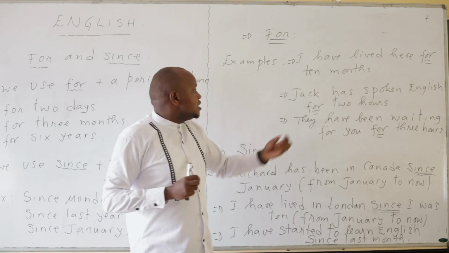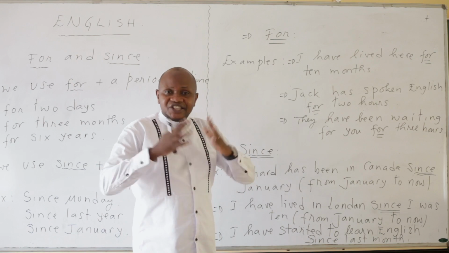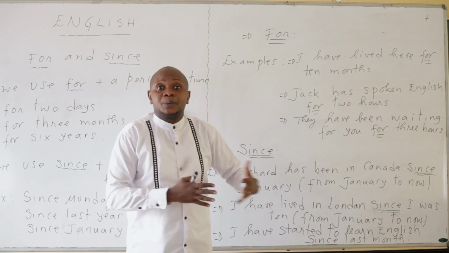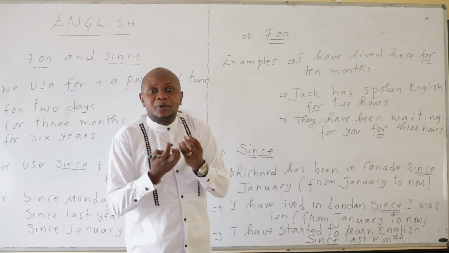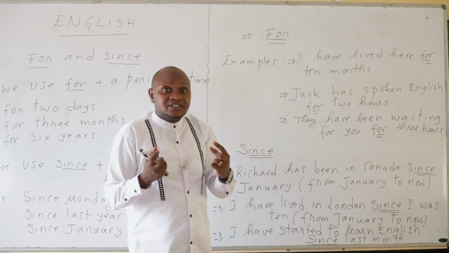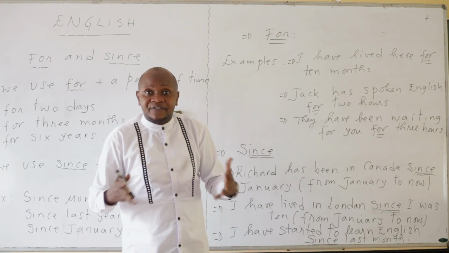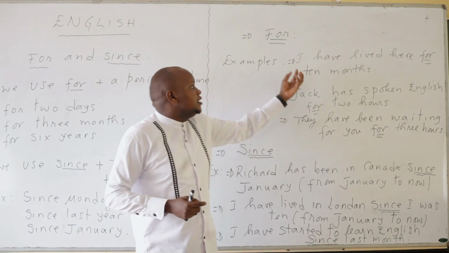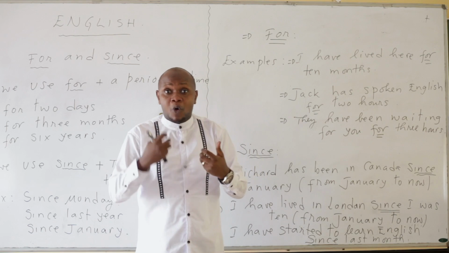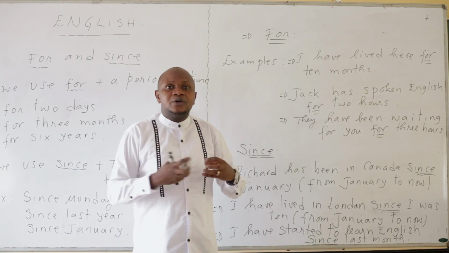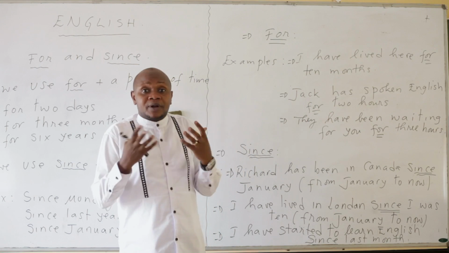Almost all the time this for is used in present perfect. Cyane dukoresha for muri present perfect or present perfect continuous. That's why you are seeing different examples in present perfect. Then for and since are the 2 words that are used in present perfect or present perfect continuous. Good. Then you can try to form different examples of your own, where you use for or since. Ushobora nawe gukora interuro nyinshi cyane.